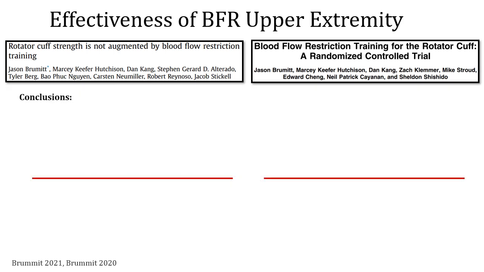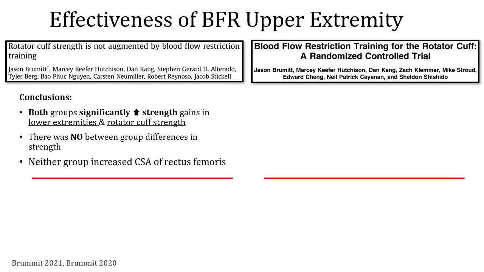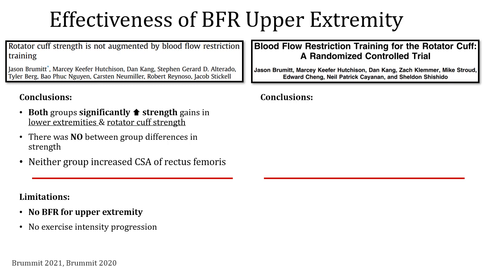So let's talk about the conclusions. In the first study, both groups significantly increased in their strength gains in lower extremity and rotator cuff strength. There was no between group differences in strength, and neither group increased in their cross-sectional area of their rectus femoris. So the limitations here, right? No BFR for the upper extremity, and no exercise intensity progression, which may explain the lack of cross-sectional area in the rectus femoris, and the minimal difference between the groups over time.